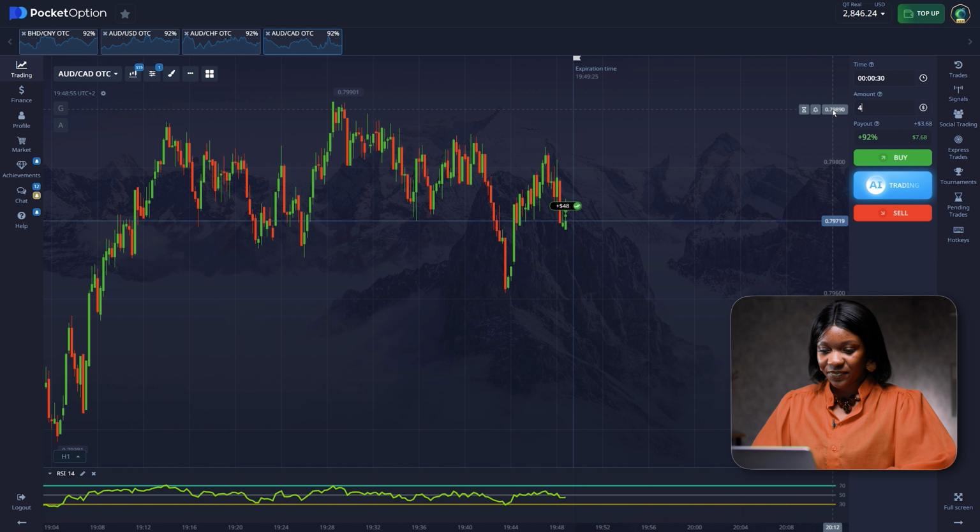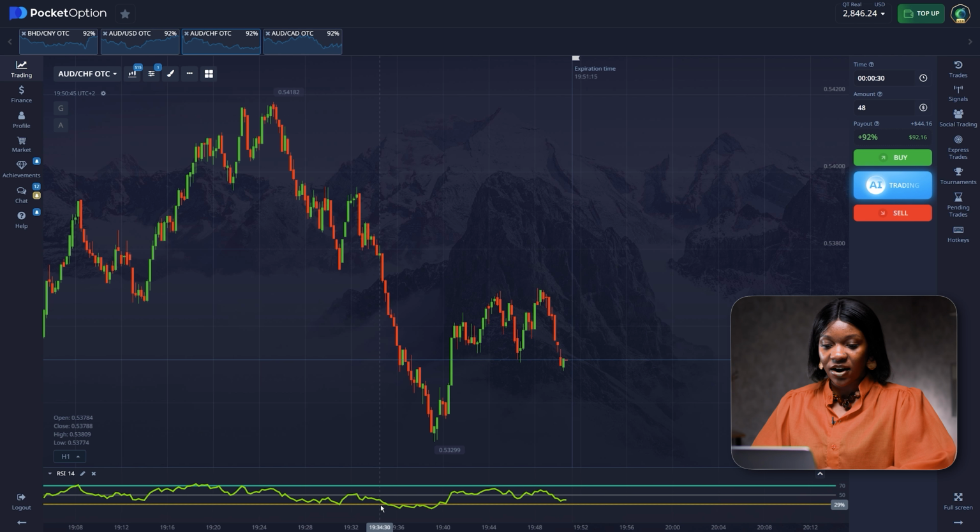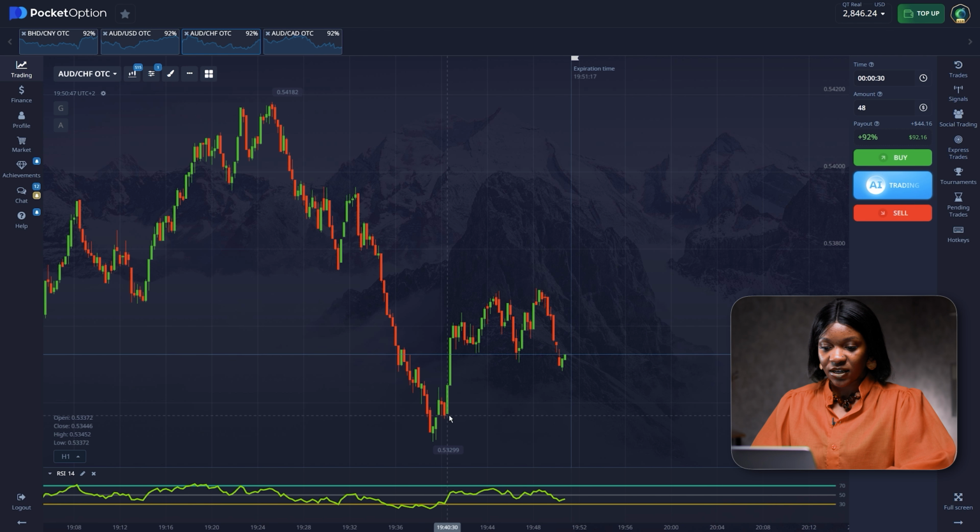Adjusting the amount. I am moving to the next currency pair. What can we see here? We can observe that the RSI is below the level of 30 in the oversold zone. We see now almost touching the mark of 30. There is an up movement here at this moment.